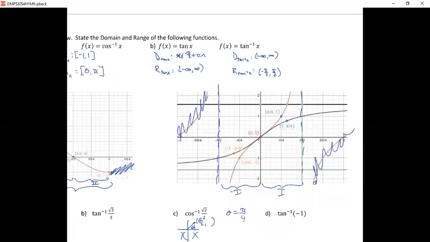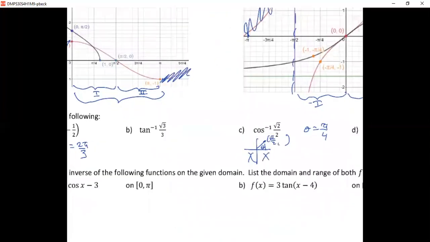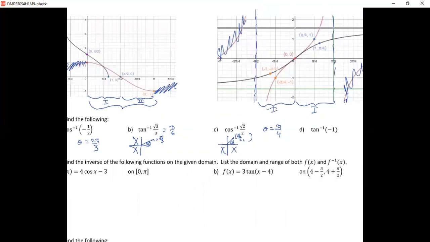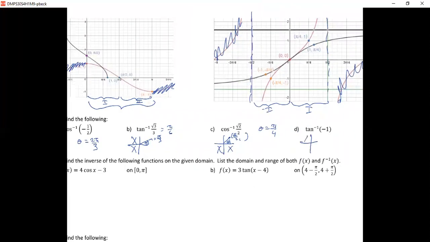So when it comes to b, the inverse tangent of square root of 3 over 3, we will say what angle in quadrants negative 1 or 1 creates the slope of the square root of 3 over 3, and that would be the angle pi over 6. What angle between negative pi over 2 and pi over 2 creates the slope of negative 1? That angle is negative pi over 4.